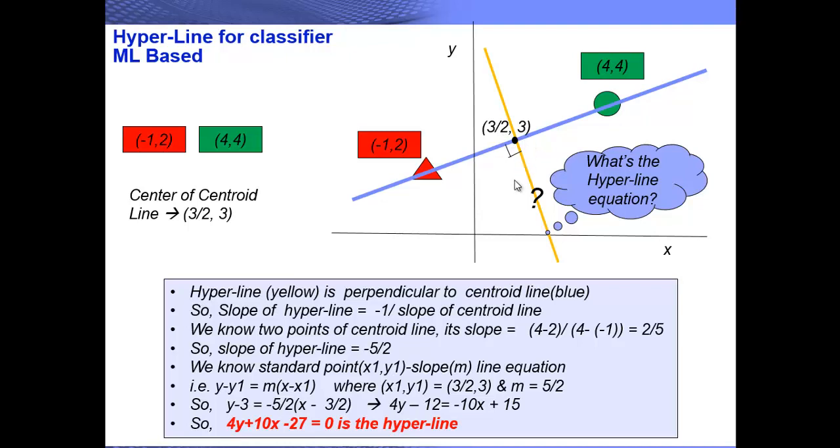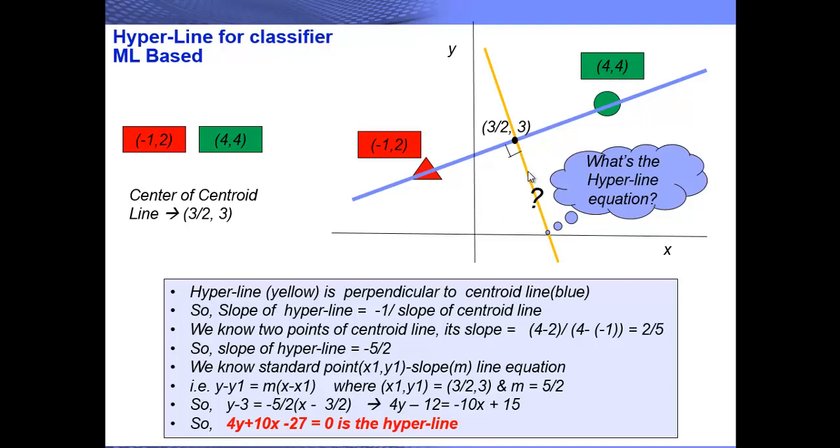And second, we might need a slope for this. Now can we find the slope? Yes, because these two lines are perpendicular to each other, and that is why the product of the slope of the blue line and the slope of the yellow line will always be -1.